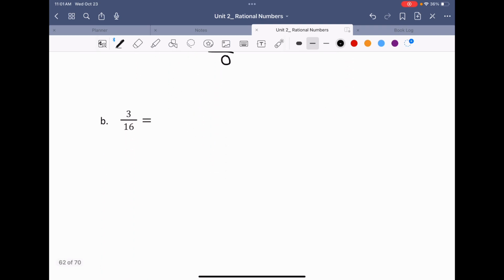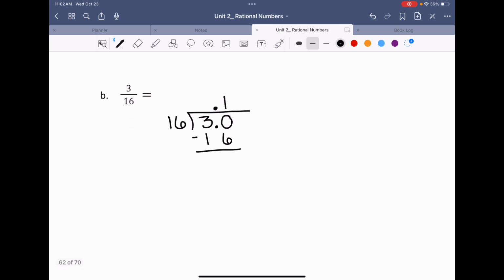The next one, 16 and 3. Add my decimal, because 16 does not go into 3. 16 does go into 30, but it only goes into 30 once. So 16, I'm going to subtract 30 minus 16. I have 14 left over. 16 does not go into 14, so I'm going to add a 0.